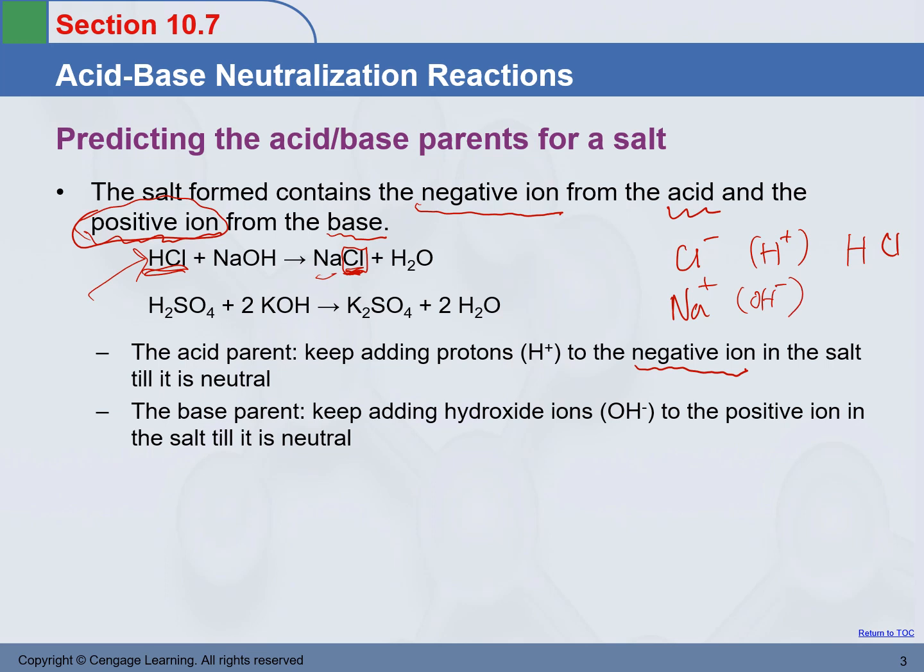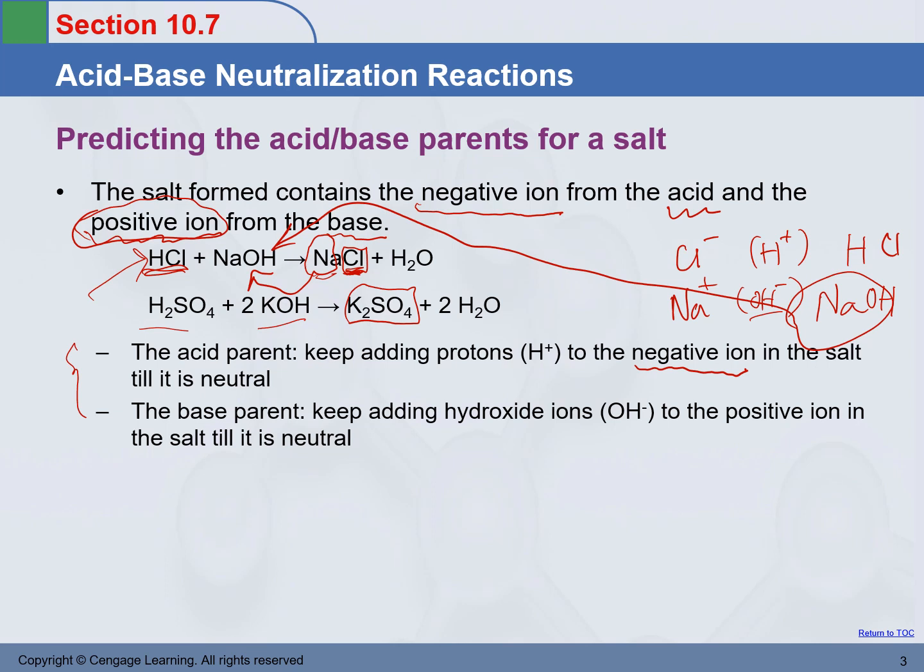Why do you do that? Because you know the positive ion is from the base, and the base was a hydroxide base. That's why you are going to keep adding hydroxide to it until it is neutral. You're going to get NaOH. Na is 1 plus, hydroxide 1 negative, 1-to-1 ratio, you're done. That is exactly the base parent. Make sense here? Let's use these two steps to do the second one. Let's see if we are going to get this.